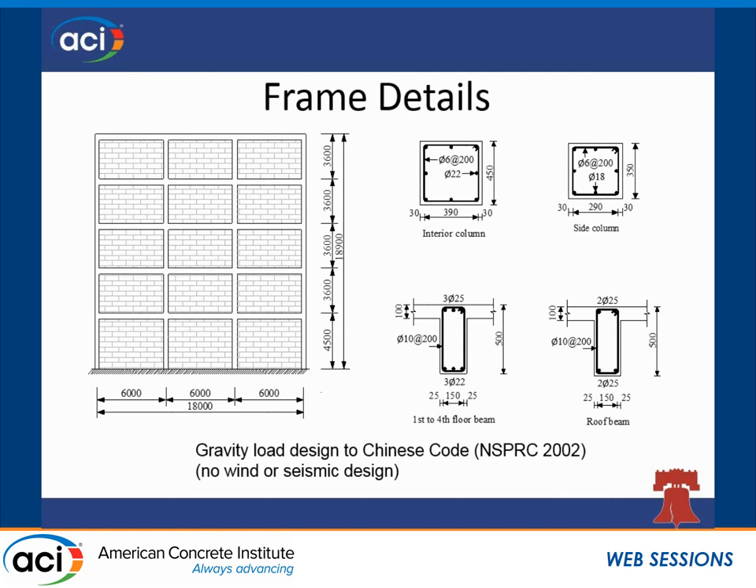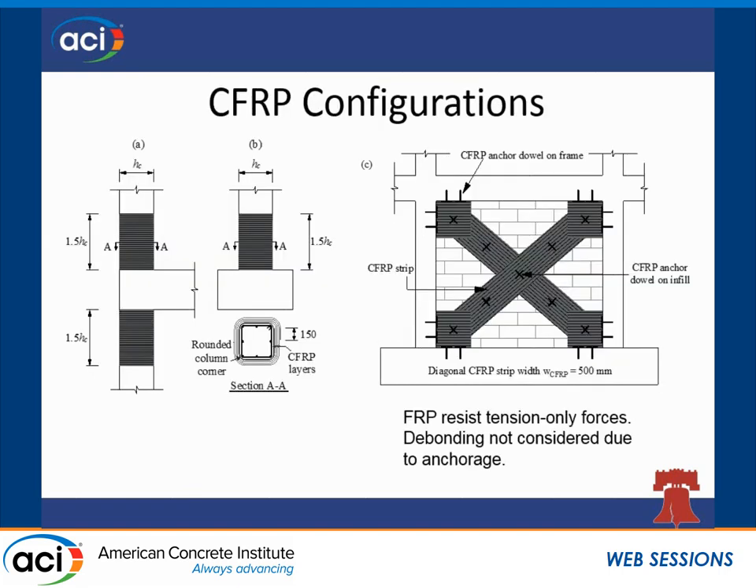So we can see that the columns are reinforced with either 22 or 18 millimeter diameter bars, and the main flexural reinforcement for the beams for floors 1 to 4 is three 22 millimeter diameter bars, and then we have a smaller beam for the roof. The loading is around the 10 kPa mark, although that's not too important for this presentation. So that's the frame.